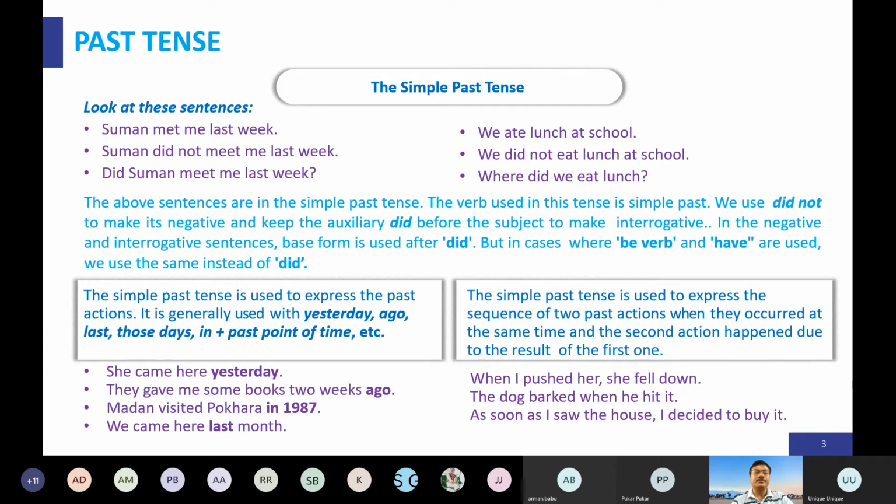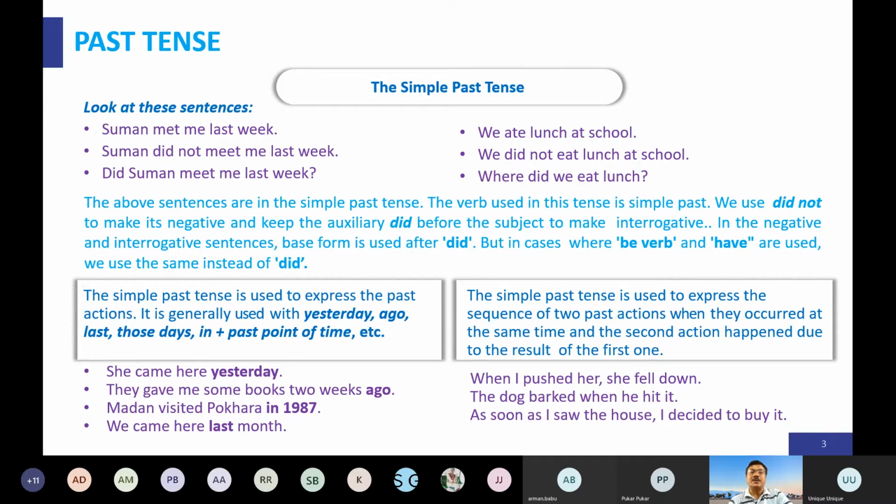Two weeks ago, also gave me. Madan visited Pokhara in 1987. Okay, clear past time. We came here last month. So this way: yesterday, ago, in, a past point of time, in 1987, last. Like this, simple past tense.